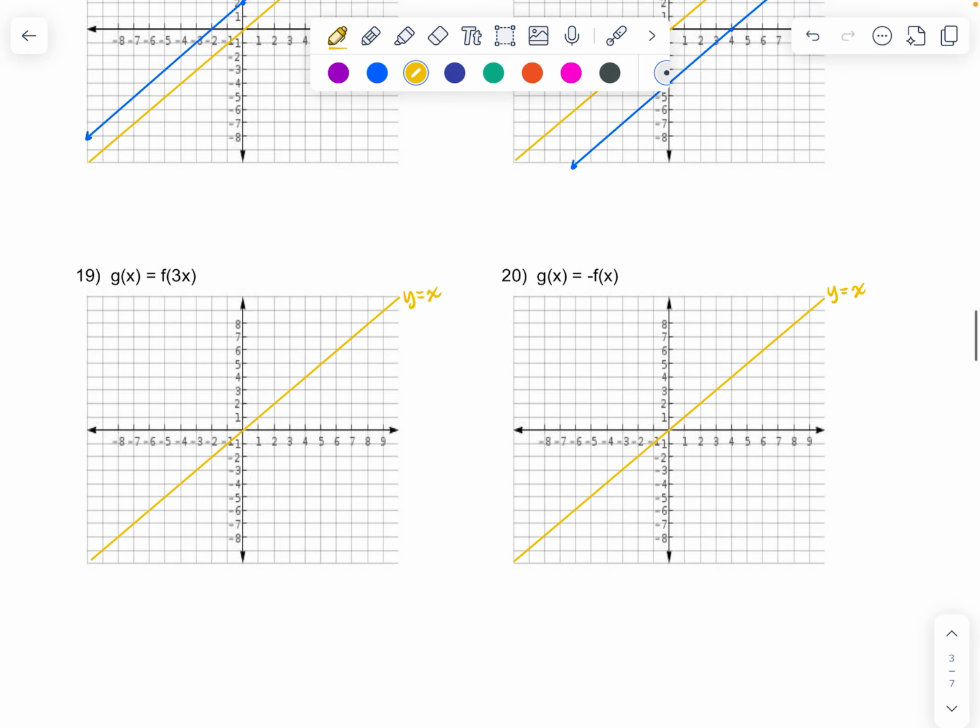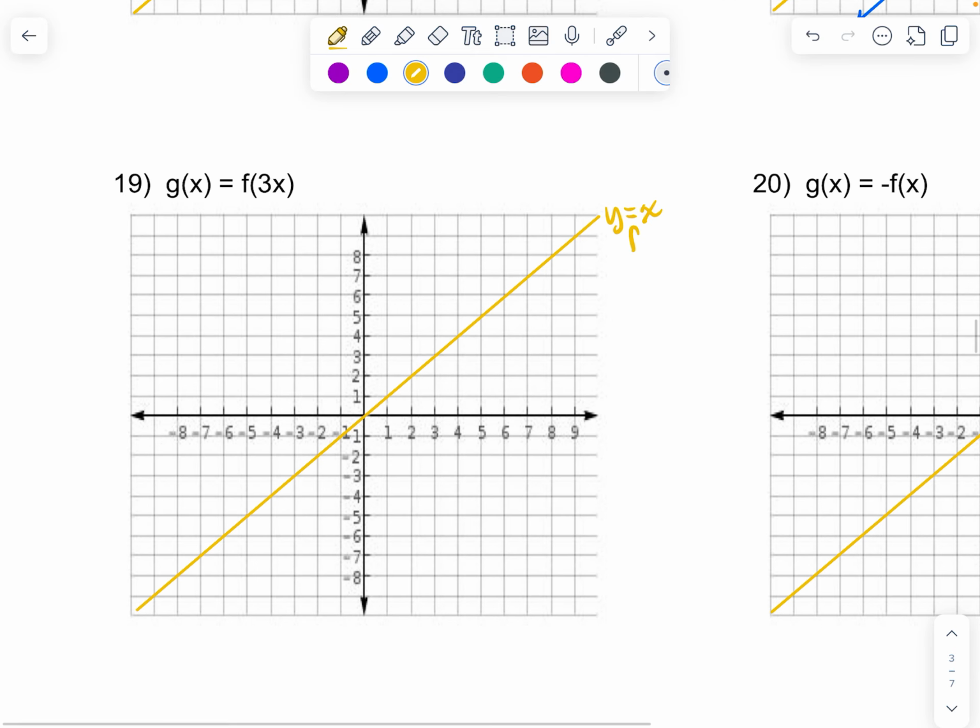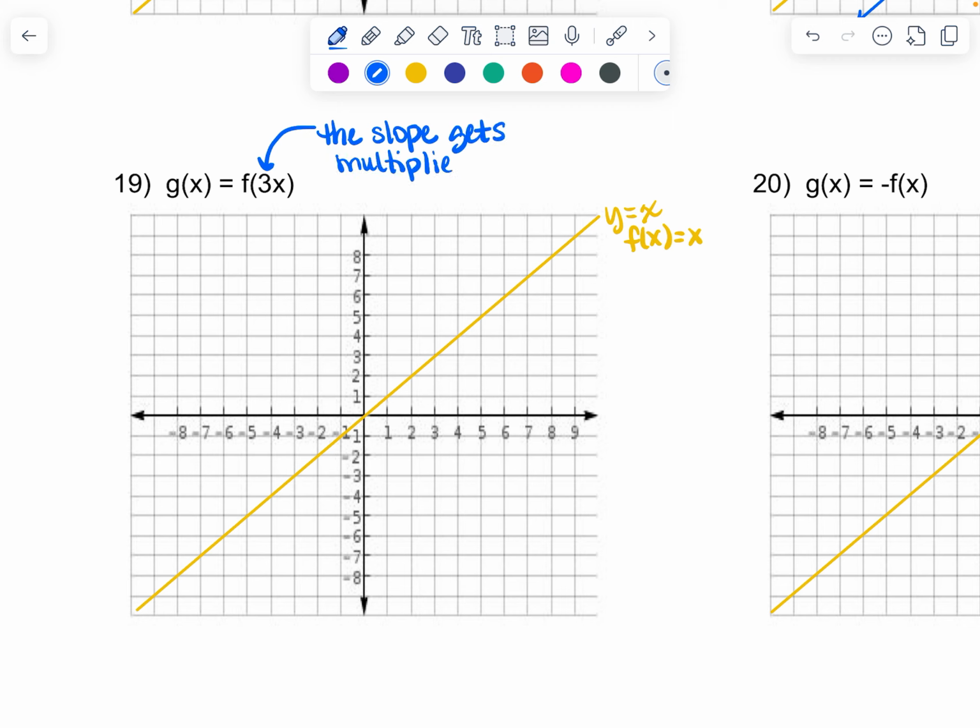All right, moving on to this one. So again, this is my f of x line, because remember, f of x just means y. It's nothing too crazy. Now this one is telling us to take the x value and multiply it by 3. So we need to know what the effect of that is. If you remember our rules, this means the slope, and only the slope, gets multiplied by 3. Or you can say the slope is tripled, right?